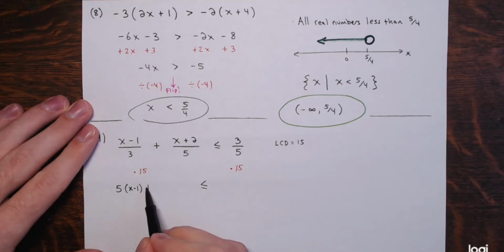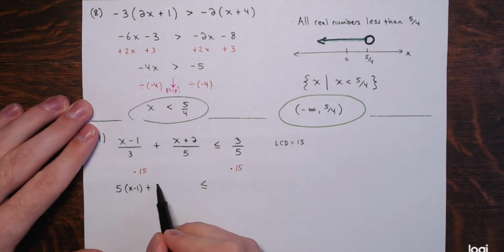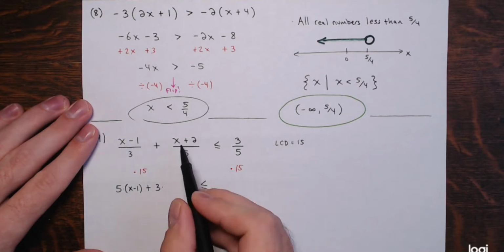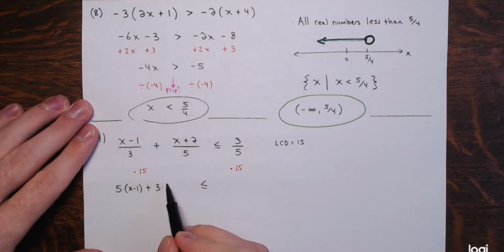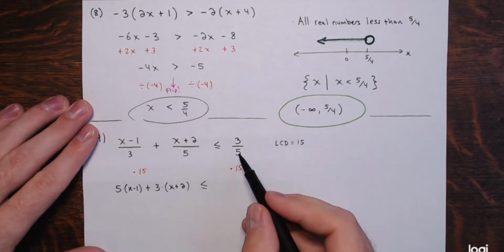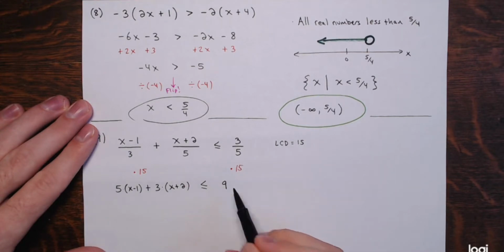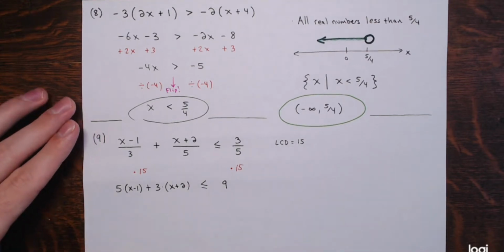Same thing for this next fraction, right? Multiply that by 15. 5 goes into 15 3 times, so you have a factor of 3, and that's being multiplied by the entire numerator, the quantity x plus 2, right? Don't just write 3x plus 2, it's 3 times the quantity x plus 2. All right, then over here, 5 goes into 15 3 times, and 3 times 3 is 9, right? So you have just 9 on the right side.